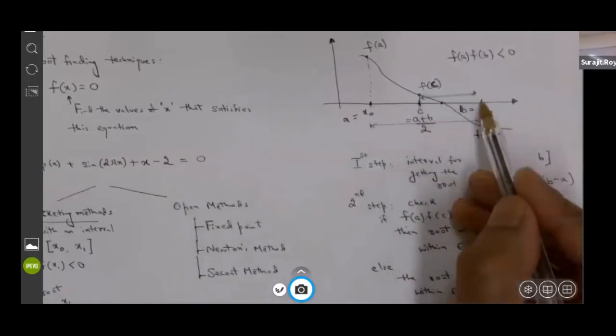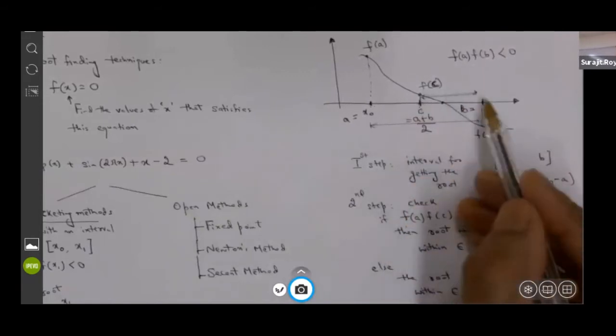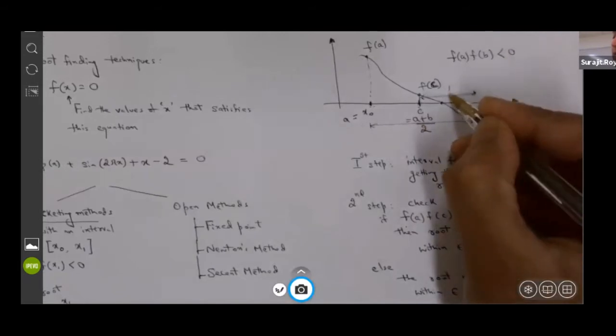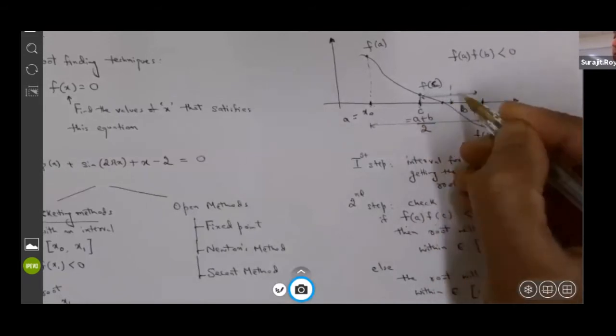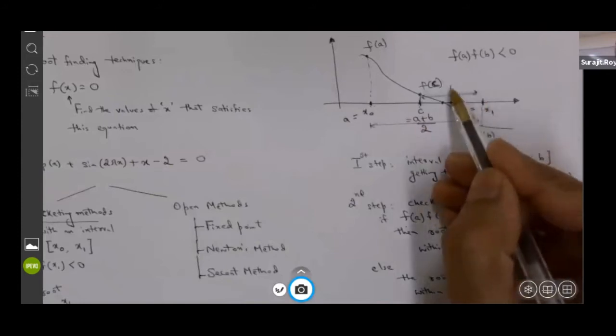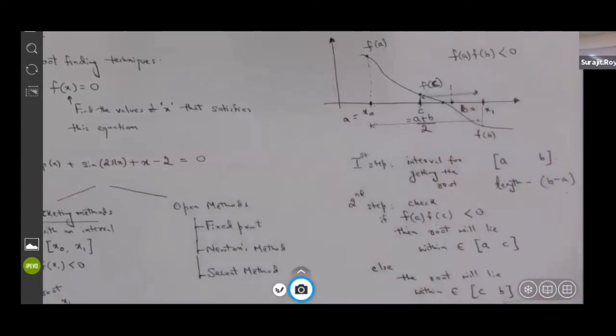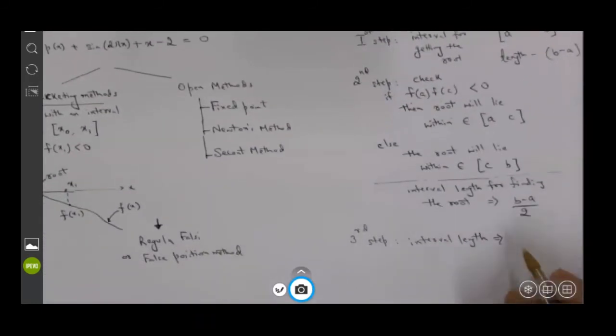of these two again. So you are going to bisect these two intervals, C and B. It will be clearly somewhere over here, right? Yes. Right? So what will be the interval length in the third step? (B minus C) over 2. Actually, (B minus A) divided by 2 squared.